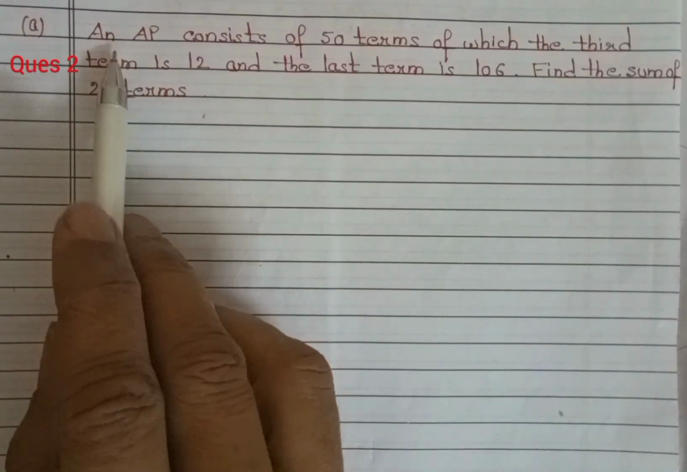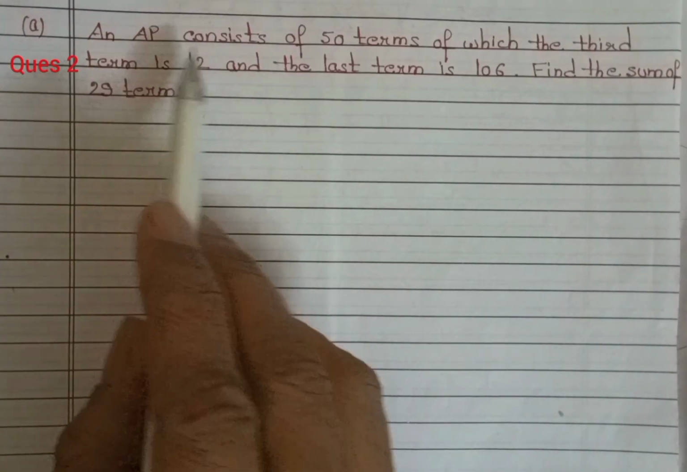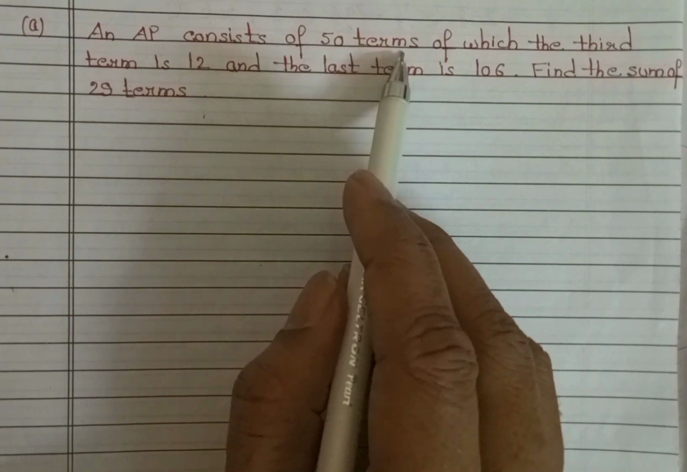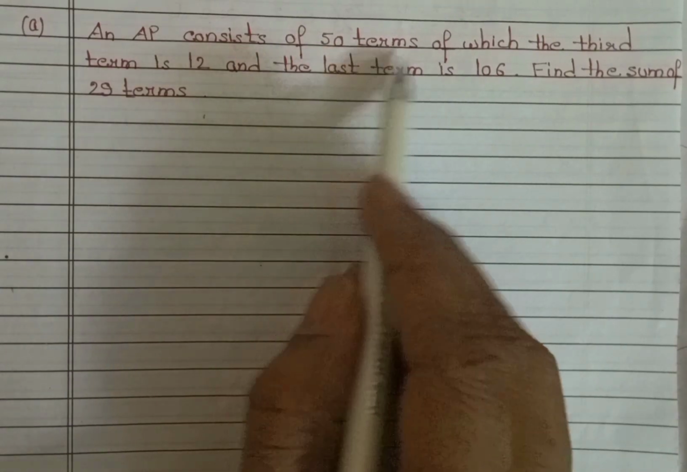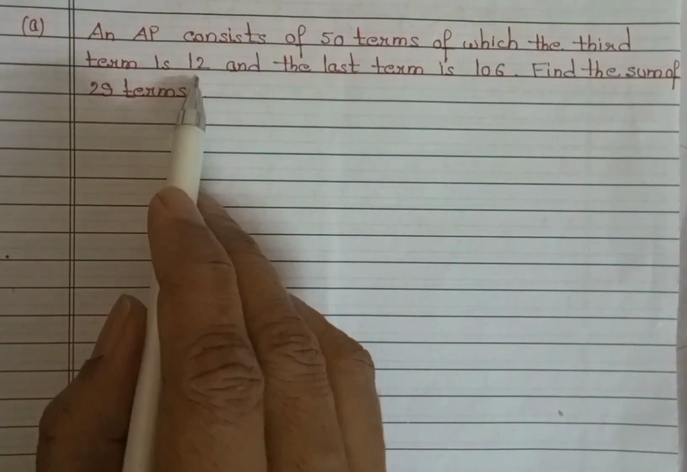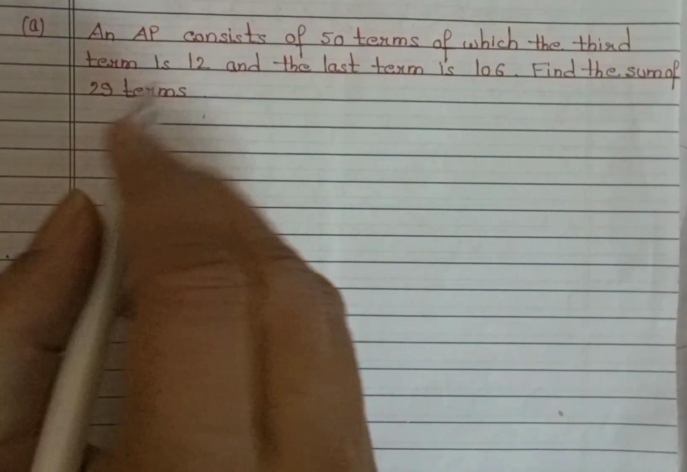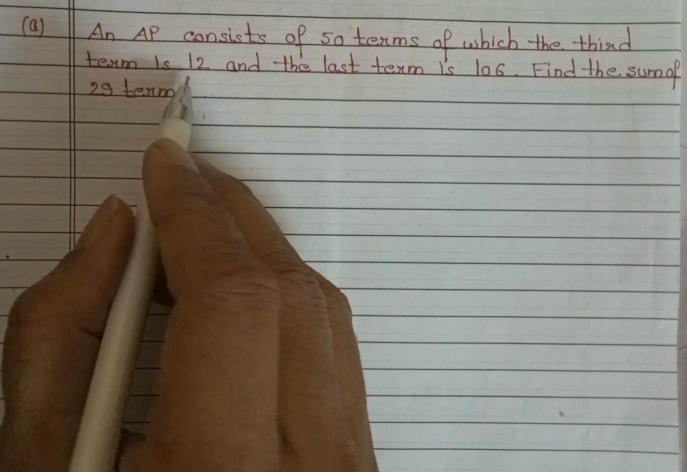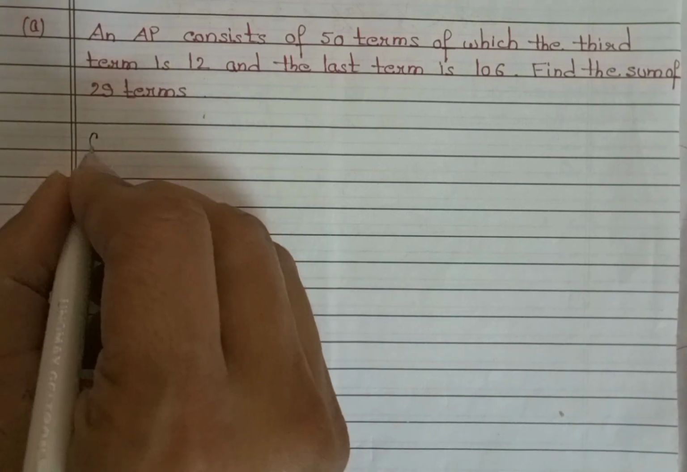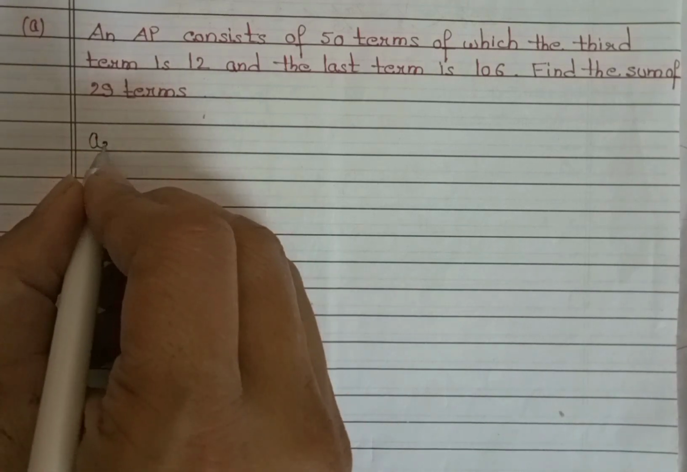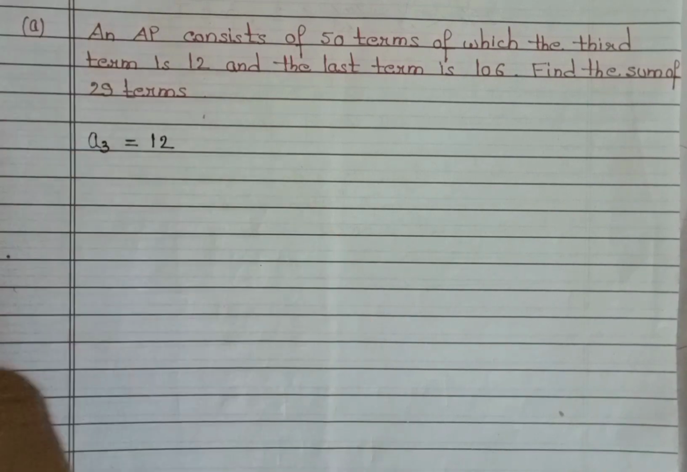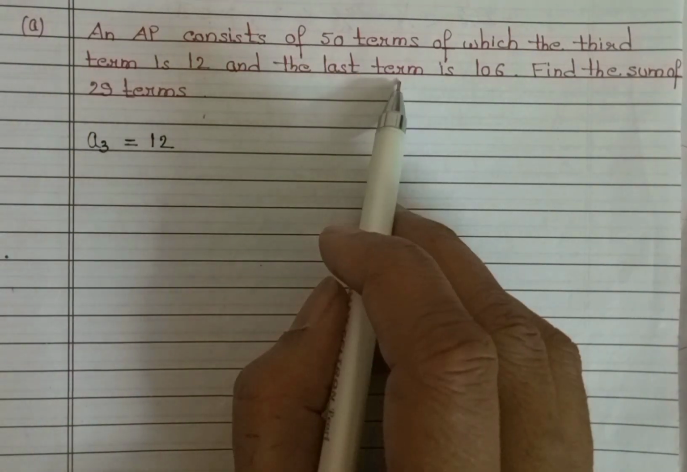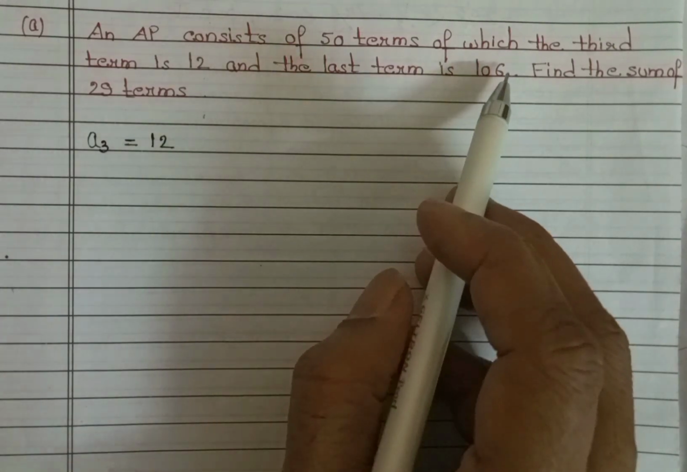Now, the question says an AP consists of 50 terms, so the number of terms given to us is 50, of which the third term is 12. First of all, they have given you the third term, so we can represent it as A3. It is 12. And the last term is 106.